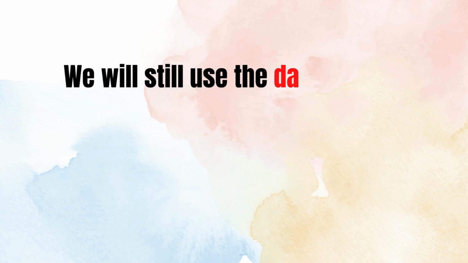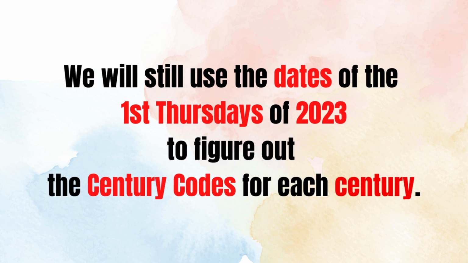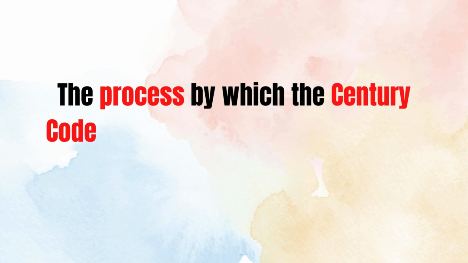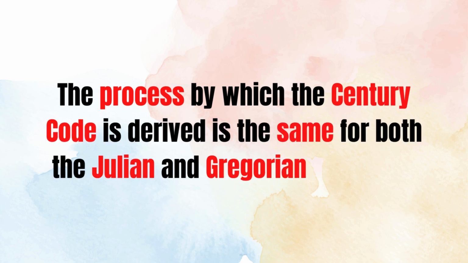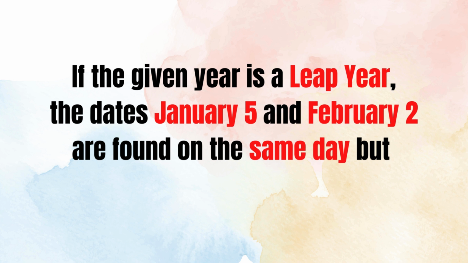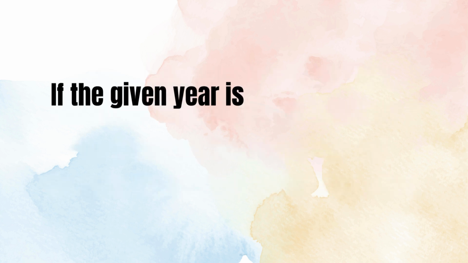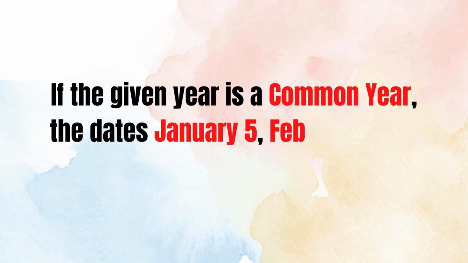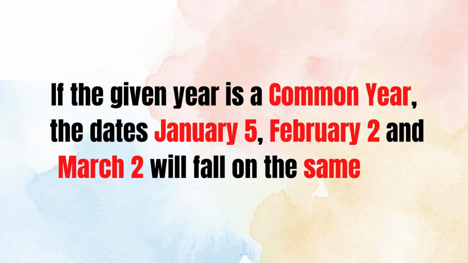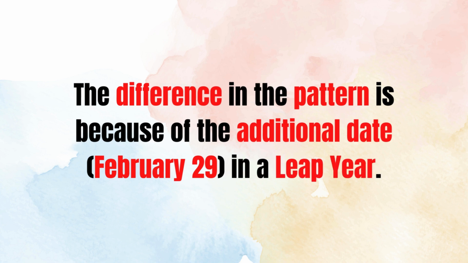We will still use the dates of the first Thursdays of 2023 to figure out the century codes for each century. The process by which the century code is derived is the same for both the Julian and Gregorian calendar. If the given year is a leap year, the dates January 5th and February 2nd are found on the same day, but the date March 2nd is on the day after. If the given year is a common year, the dates January 5th, February 2nd and March 2nd will fall on the same day. The difference in the pattern is because of the additional date, February 29th, in a leap year.